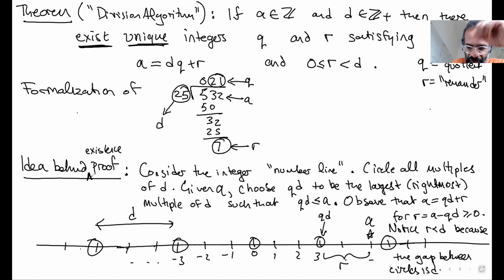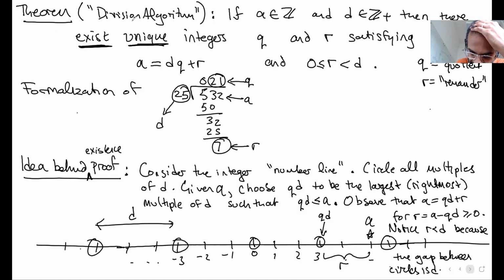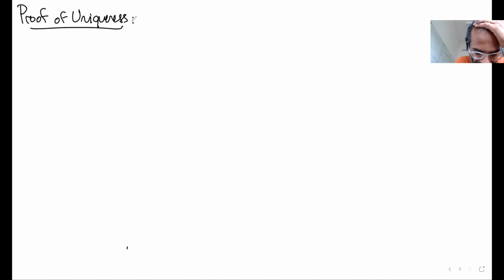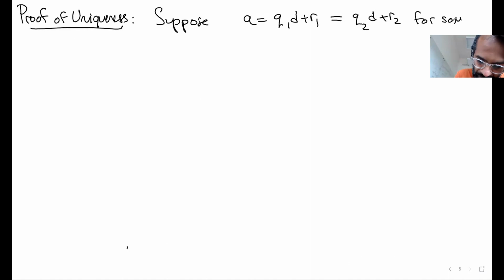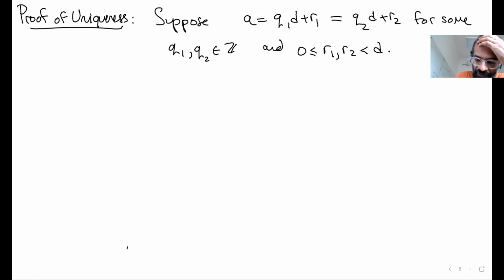Let's formally do the uniqueness proof. The uniqueness proof is saying there's only one Q and R with this property. So to prove uniqueness, let's assume two different Q and R and show that they have to be the same. So suppose A is equal to Q1D plus R1 and also equal to Q2D plus R2, for some integers Q1, Q2 in Z and R1 and R2 both non-negative and strictly less than D. I'm going to show that they have to be the same.